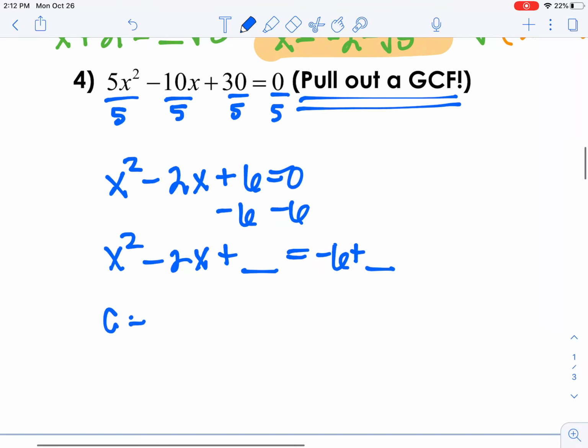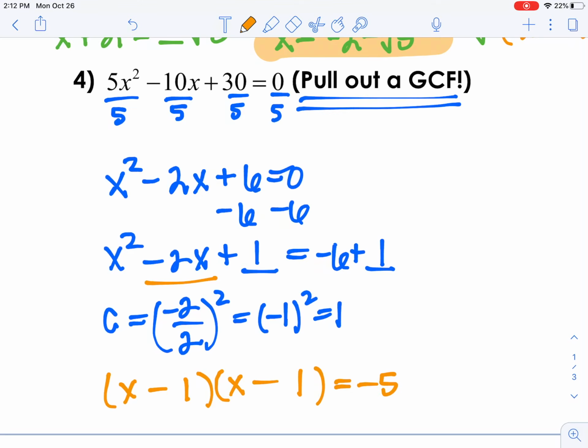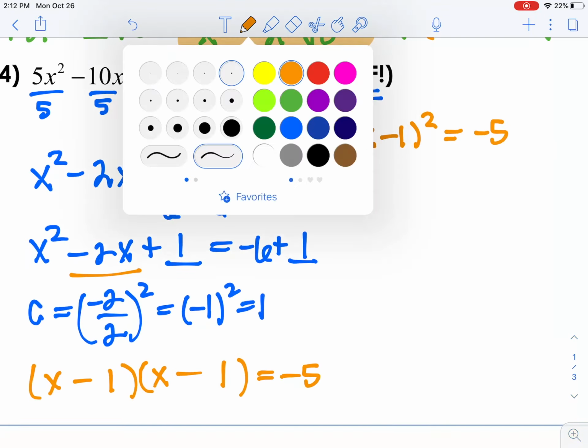So now c equals b, which is negative 2 over 2 squared. So negative 1 squared is 1. Then I factor so that I can write it squared. Because I pulled out my GCF, I have x and x. To get 1, I have to have 1 and 1. But in order for them to add to negative 2x, they both have to be negative 1s. Now I can write this. x minus 1 squared is negative 5.